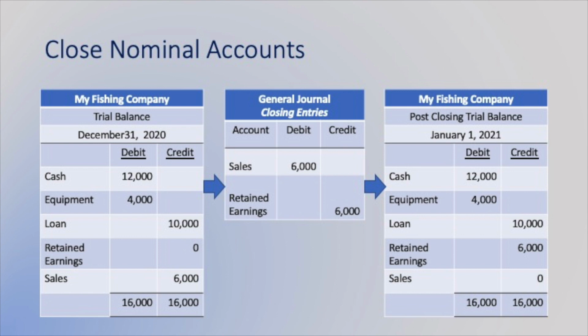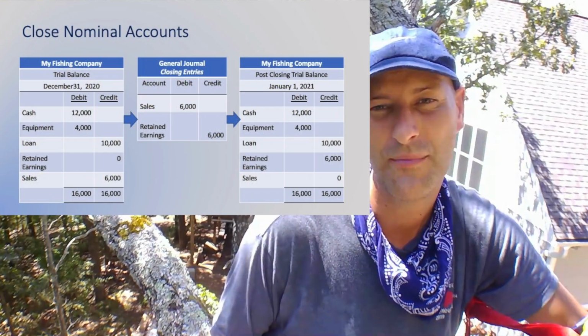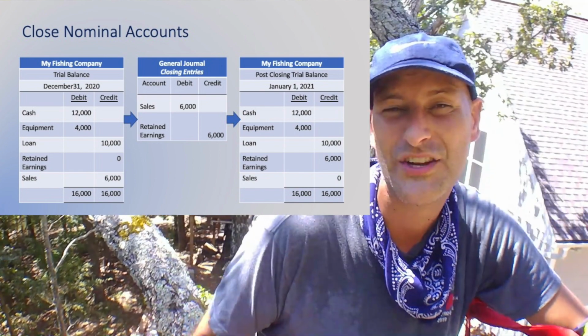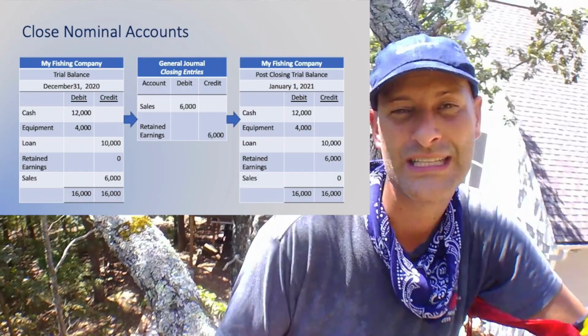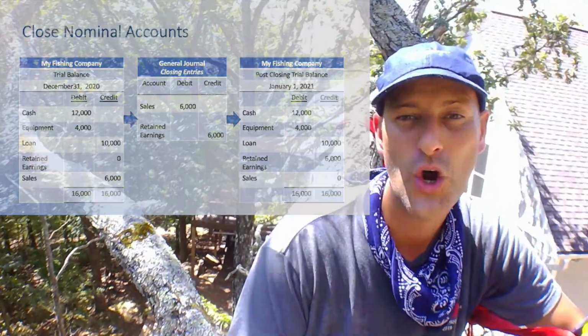So I've debited sales, credited retained earnings, and then in my post-closing trial balance, I end up with balances that are only sitting in my real accounts. So cash, equipment, loans, and retained earnings in this case. Sales, there is no amount sitting in my sales account because I've zeroed it out. Now I'm ready to start recording sales next period.